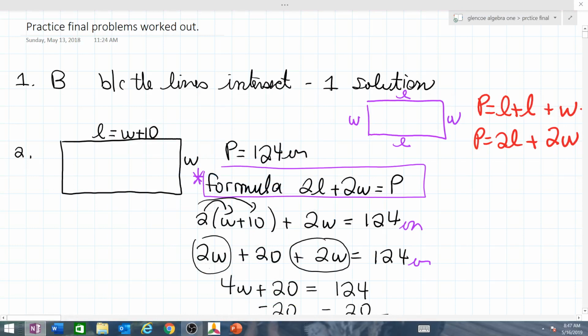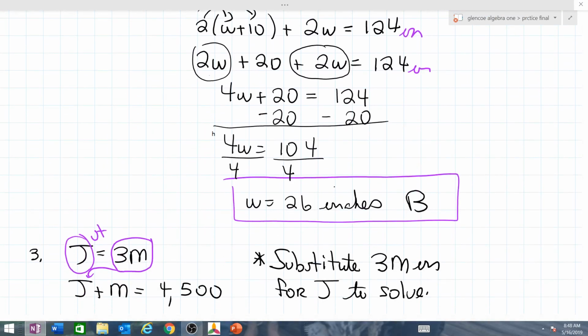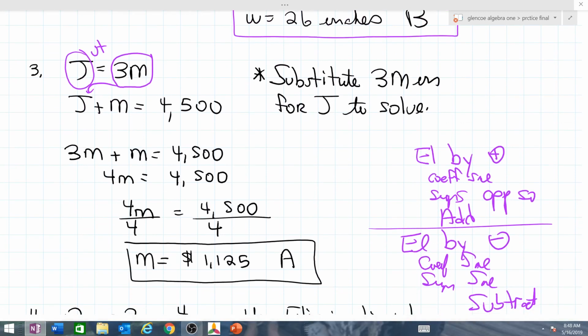This is the practice final, numbers 1 through 23. We did 1 and 2 together yesterday in class. I want to draw attention to number 3.